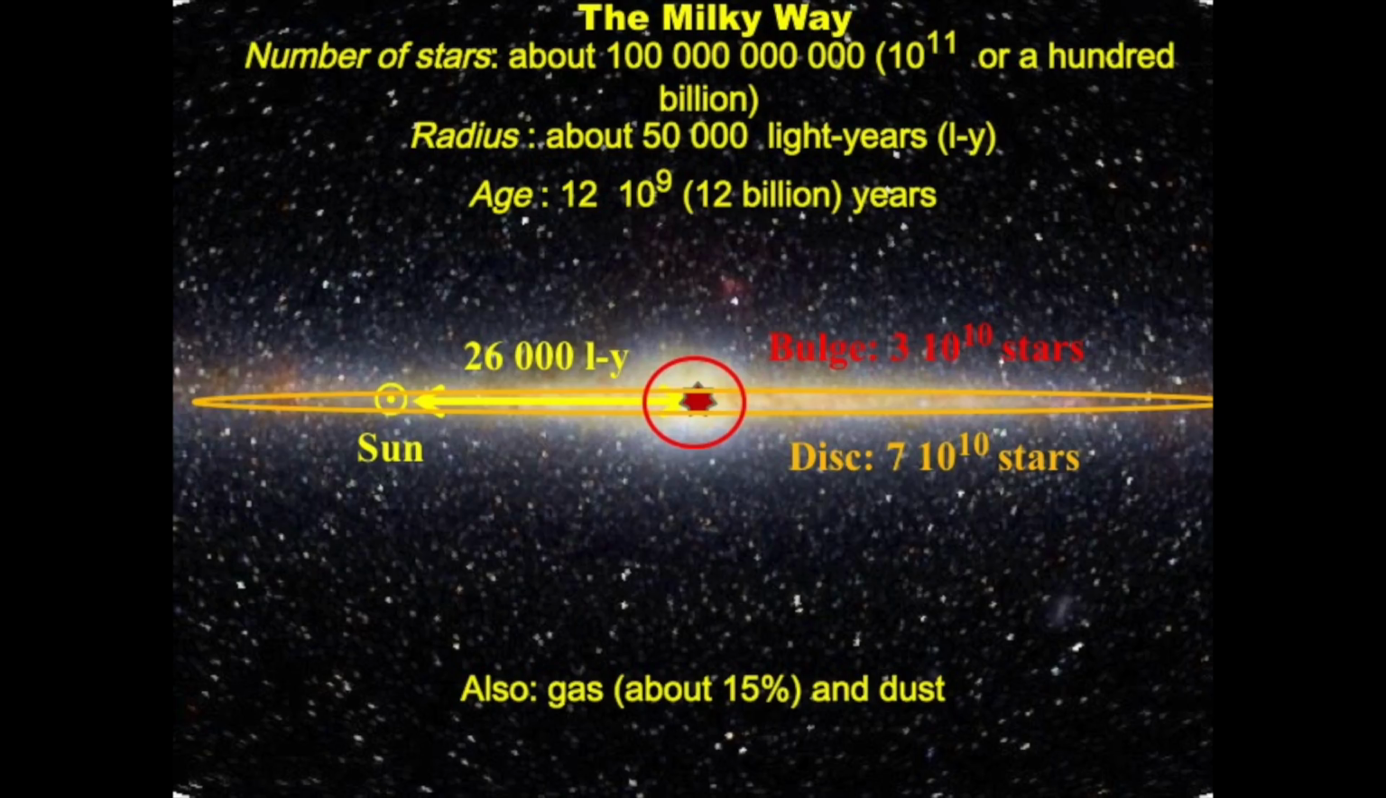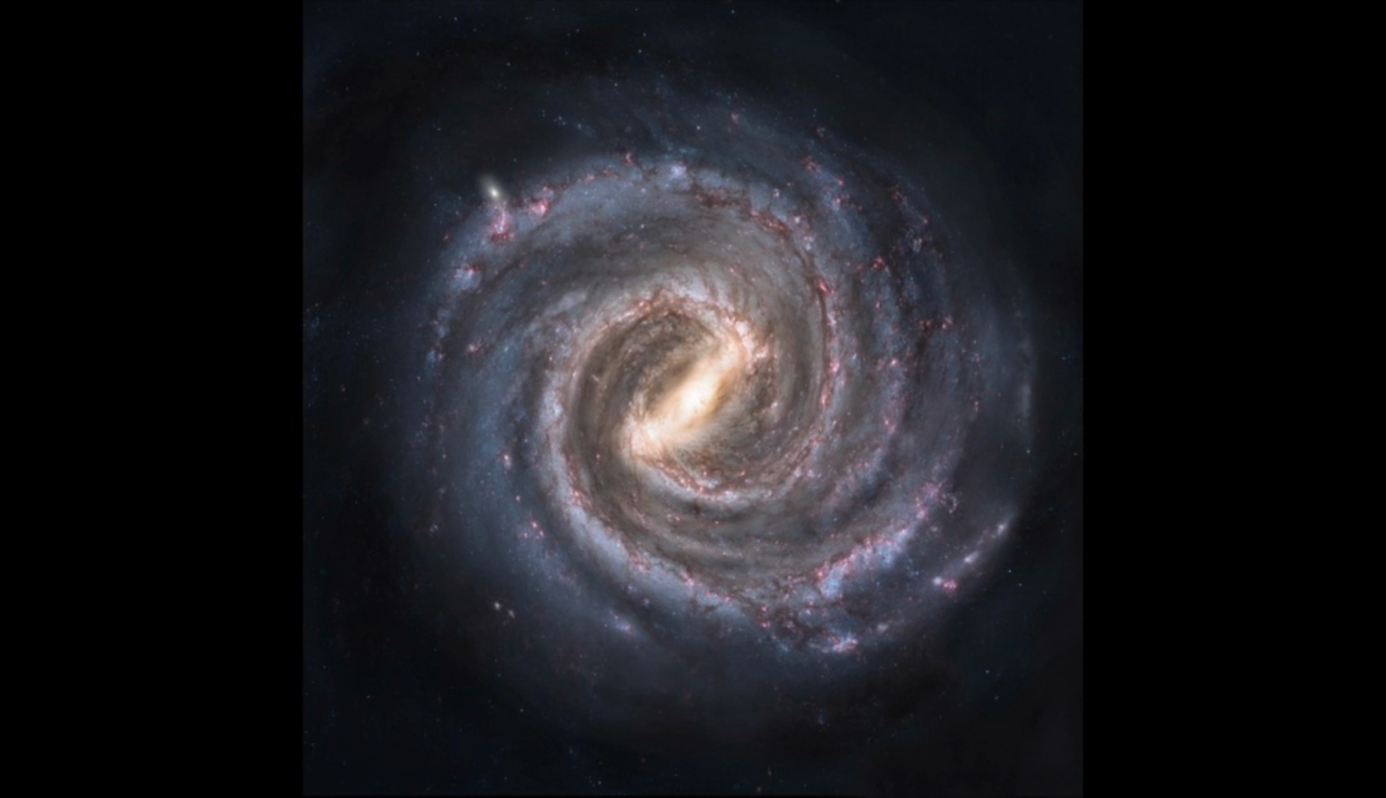A few things about the Milky Way. It has about 100 billion stars, and a radius of about 50,000 light years. This is a true picture of the Milky Way in the infrared. We see it from the edge. We are inside the Milky Way, so we see it from the edge. And its age is estimated to be 12 billion years. And about half of the stars have been formed before the Sun. They are older than the Sun.